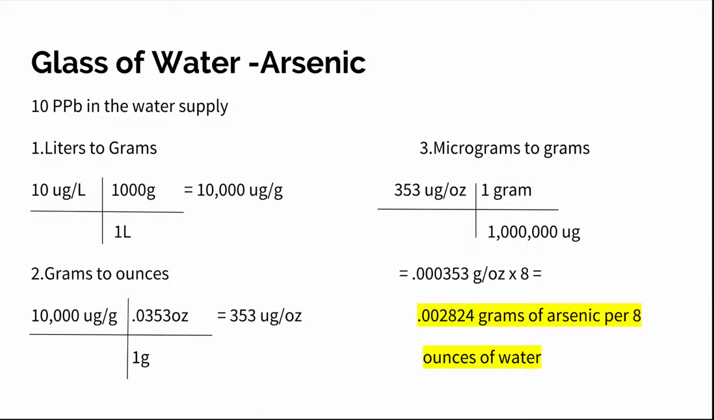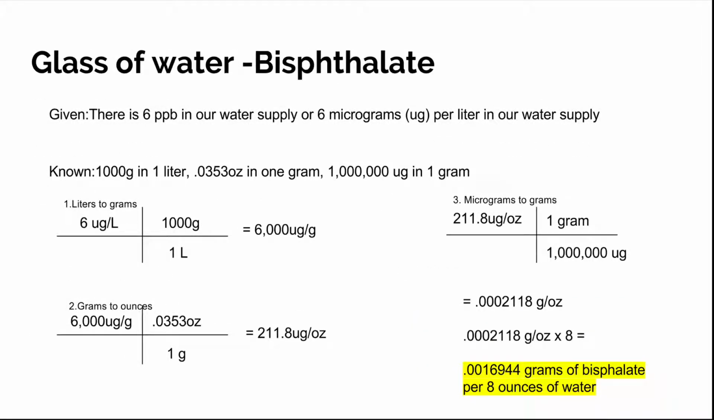8 ounces of water contains about 0.002824 grams of arsenic if you were to get a glass of water from Lake Lavon. To find how many grams of the substance would be in an 8-ounce glass of water, we converted from liters to grams, grams to ounces, micrograms to grams, then multiplied that by 8, which gave us 0.0016944 grams of bisphenol per 8 ounces of water.